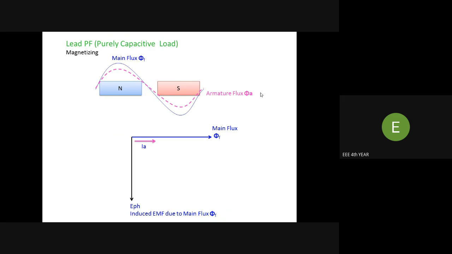Here the IA is in phase with respect to the field flux. It produces an armature flux also. So both are in phase with each other. Armature flux and field flux are in phase with each other. So it produces a magnetizing effect in a capacitive load. So these are the armature reaction effects at different power factor loads.